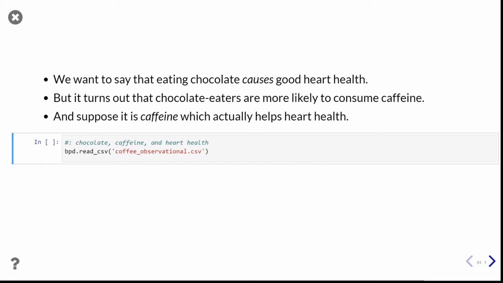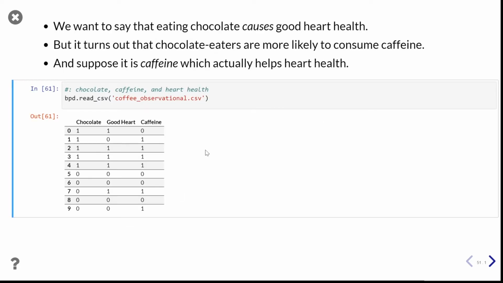So suppose it turns out that chocolate eaters are more likely to consume caffeine, and it's actually caffeine which helps the heart health. So this is what it might look like. We didn't observe this in our study. We only observed these 2. But here's what's going on behind the scenes. It's actually that whenever you consume caffeine, you have a healthy heart. You see, so whenever I see a 1 over here, I'm more likely to see a 1 over here. And whenever I see a 0 here, I'm more likely to see a 0 over here. And because eating chocolate is correlated with consuming caffeine, this is why I actually see the difference. So that explains why an observational study doesn't help.